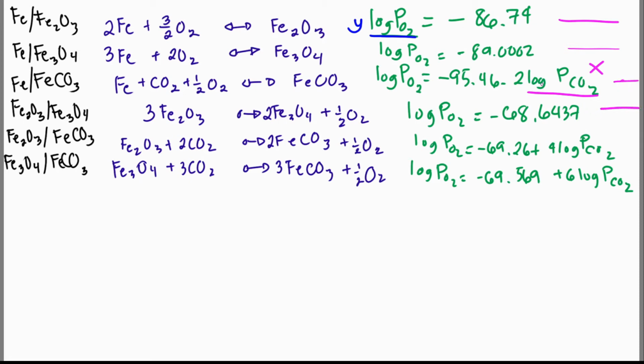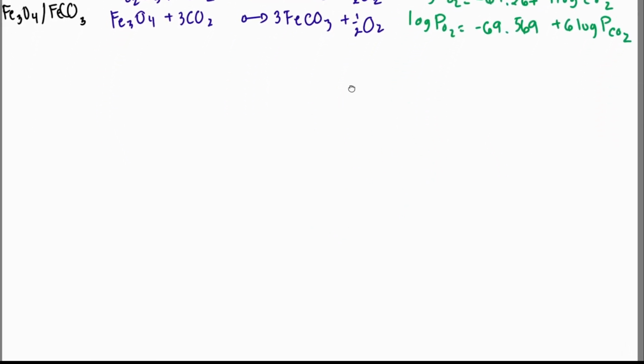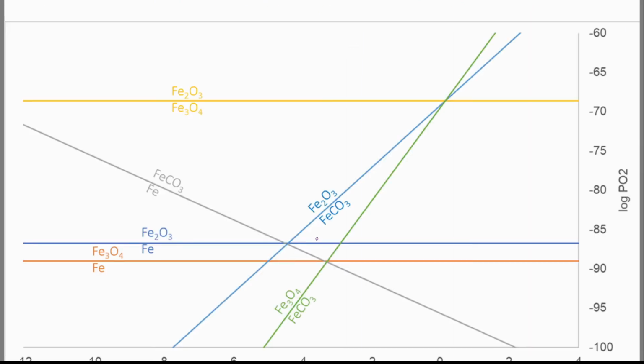This one, ito naman, slanted na line siya with slope, kung ano yung coefficient ni log PCO2. So ito, negative 2 yung slope. Ito, 4 and 6 pataas yung slope nito. So if we graph these lines, we'll get something like this.